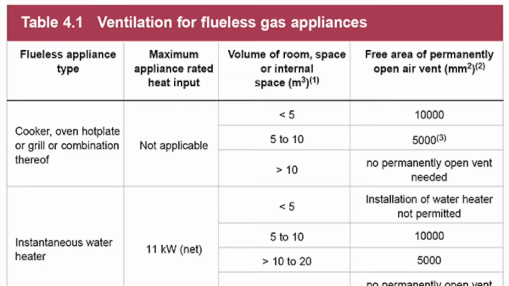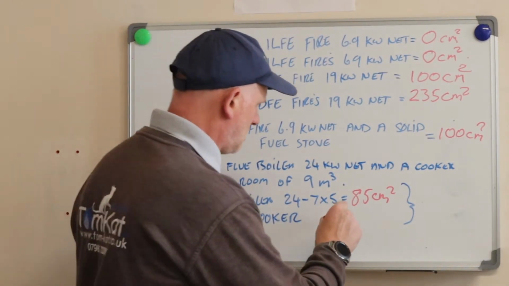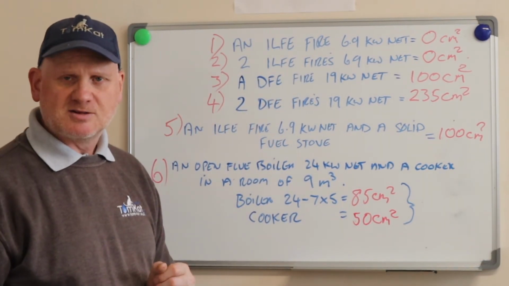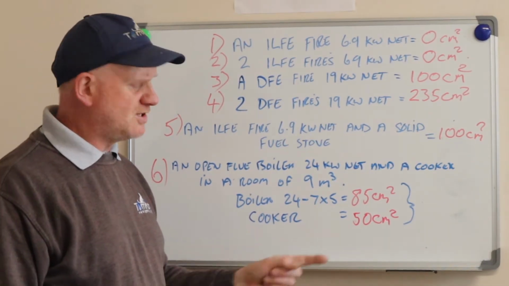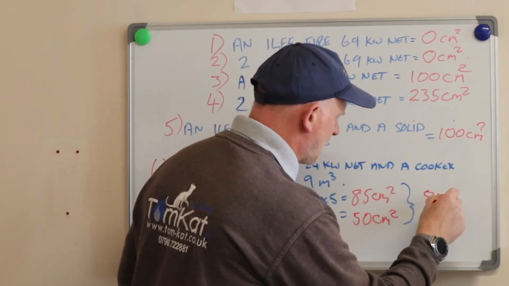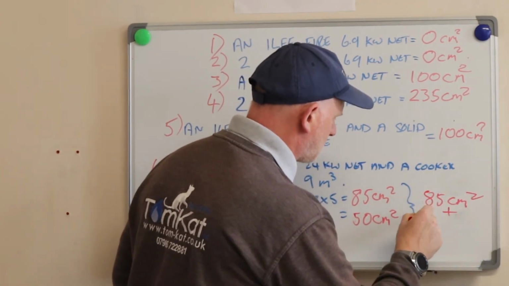And the cooker, so a cooker in a room between 0 and 5 metres cubed needs 100 centimetres squared and an openable window. A cooker between 5 and 10 without a back door direct to outside, just a window, would require 50 centimetres squared. Doesn't mention a door, so 50 centimetres squared. So what's the answer? Well, did you add them together? Or did you say the answer was 85 centimetres squared plus an opening window?